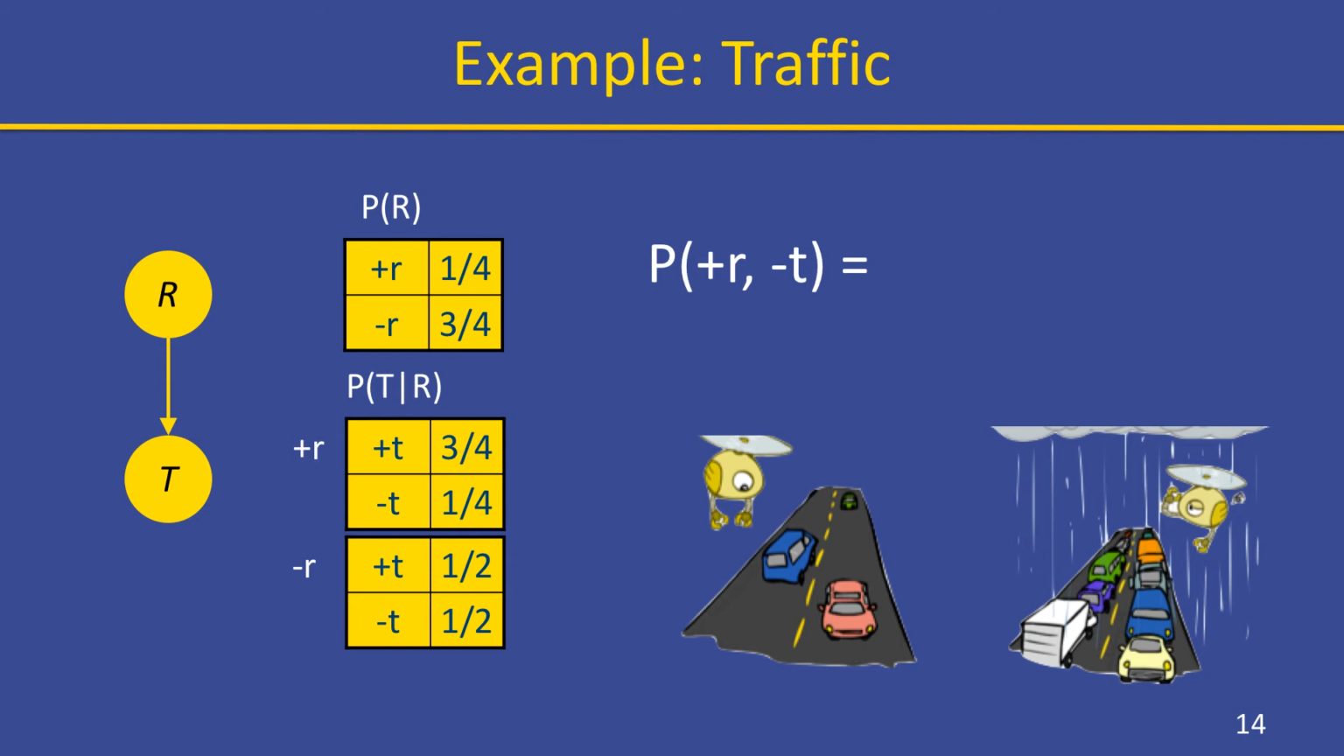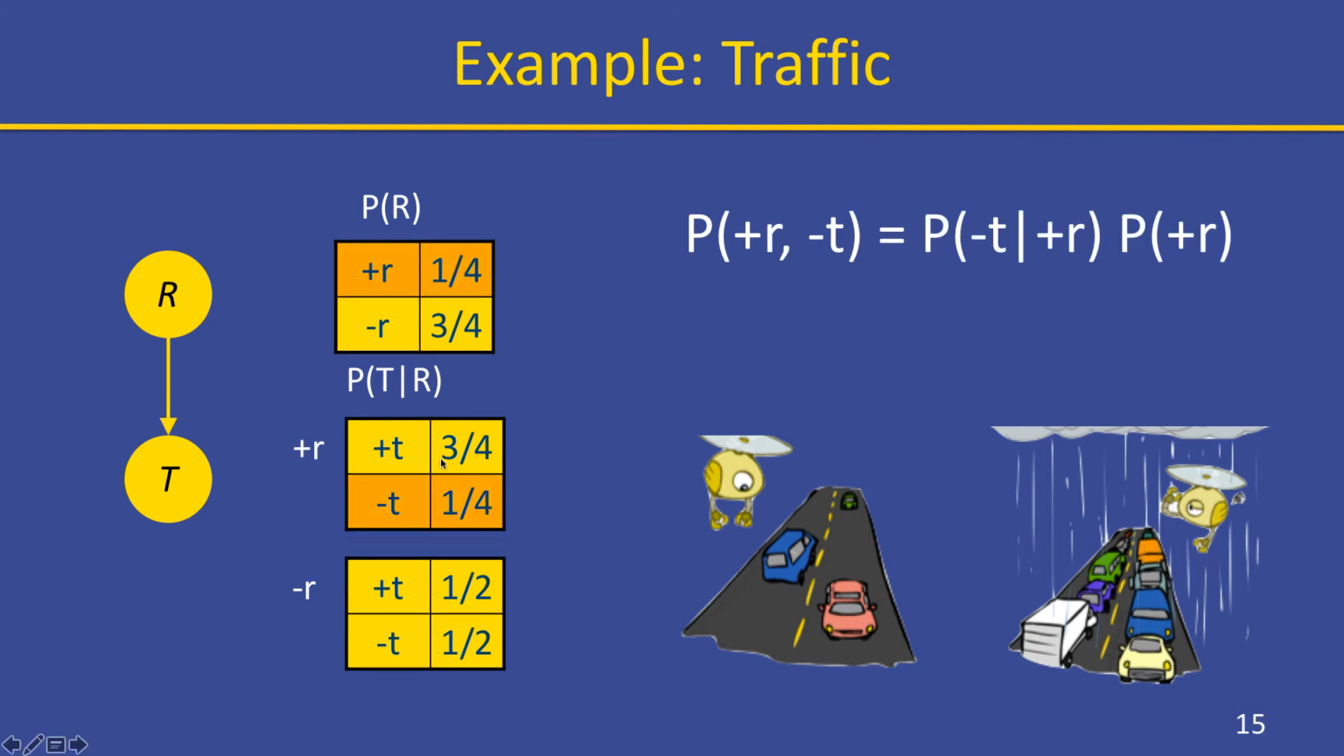Now let's say we want to compute the joint probability of plus R and minus T. How do we do that? We were told that Bayes nets implicitly encode joint distributions as a product of local distributions. We look at the local distribution here, so we have to pick the row that matches our variables here. We have plus R and minus T, so we have P of minus T given plus R times P of plus R. We know that because we have a Bayes net here.